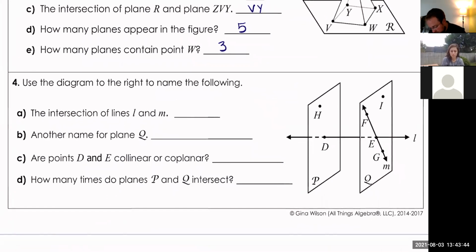Now we're getting real trippy. So now we have 2 separate planes. One of them has a line on it, but then it looks like we have a line that is intersecting both planes. Where is the intersection of lines L and M? E. Point E. What is another name for plane Q? I'm gonna do this one because I think it's funny. I'm gonna name it plane FIG.